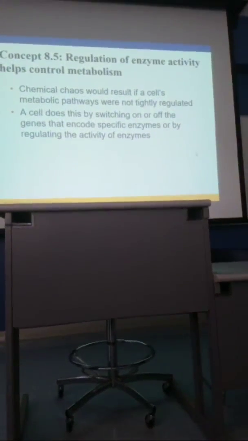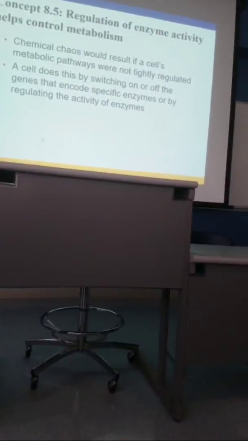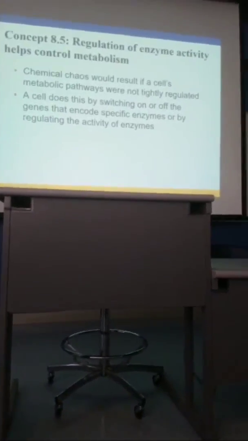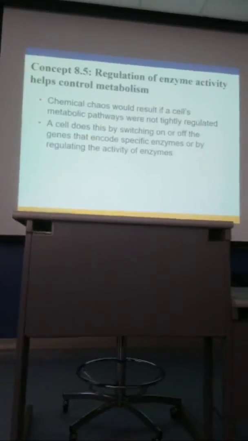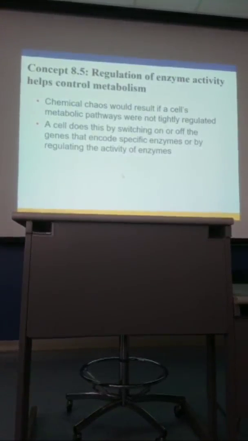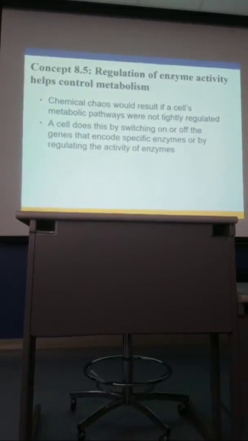Now, notice it says, chemical chaos would result if the cell's metabolic pathways were not regulated. A cell does this by switching on or off the genes that code specific enzymes, or by regulating the enzyme. Sometimes you can tell the gene to stop making enzymes.